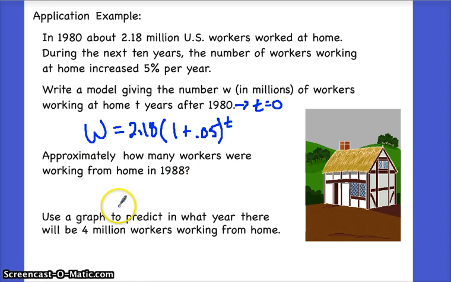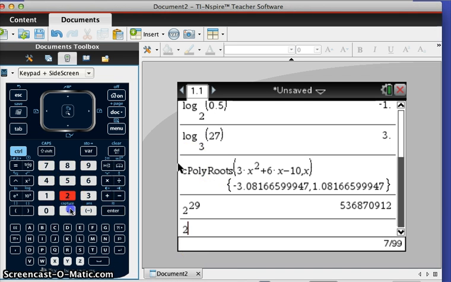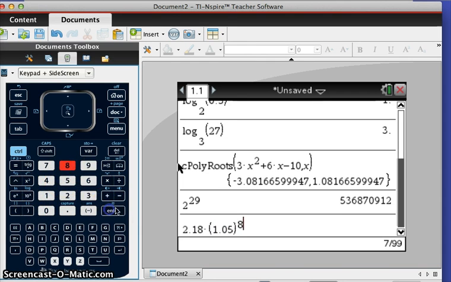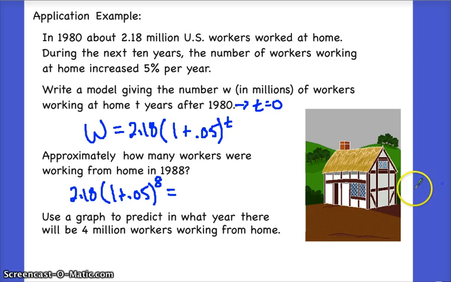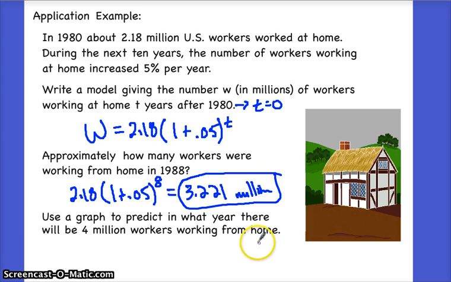Approximately how many workers were working from home in 1988? Well, for that, we can use our function and say, well, 2.18 times 1 plus 0.05. 1988 is 8 years after 1980, so to the 8th power. And if we go on our calculator, 2.18 times, in parentheses, 1.05 raised to the 8th, we'll find out that there were 3.221 million workers working from home.